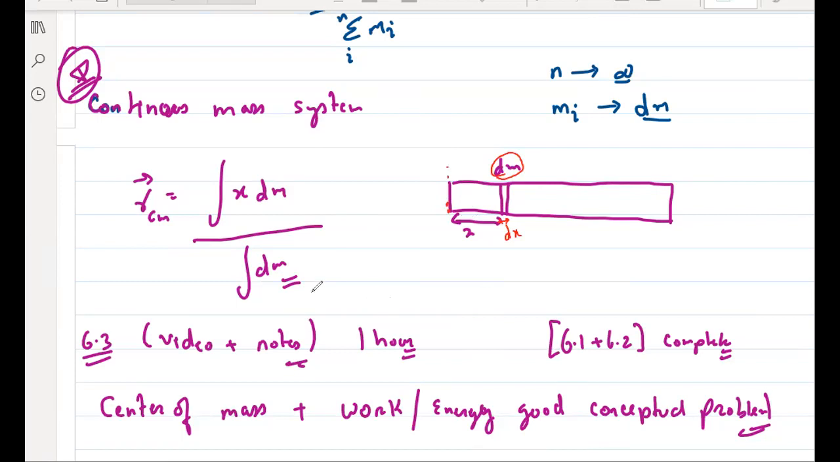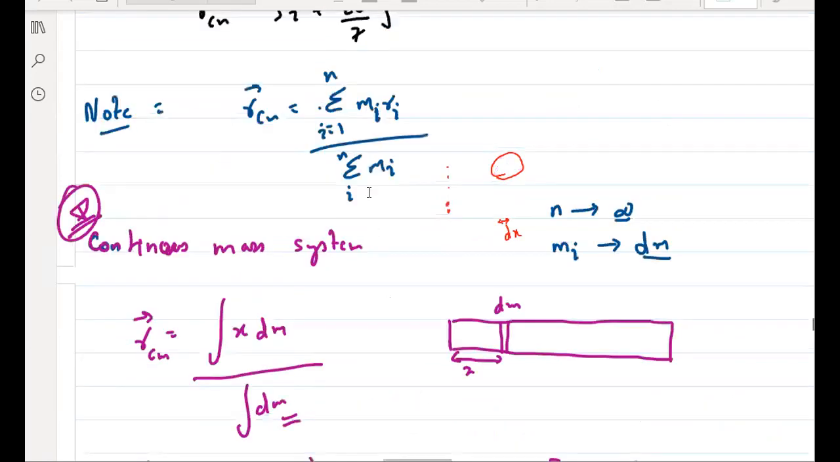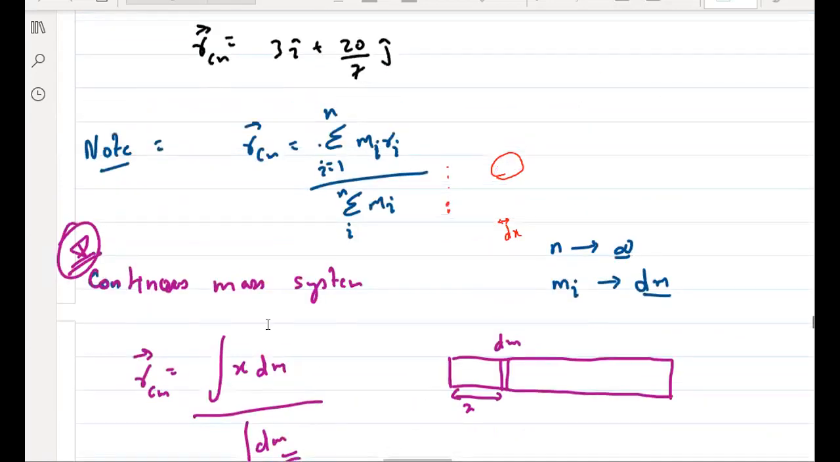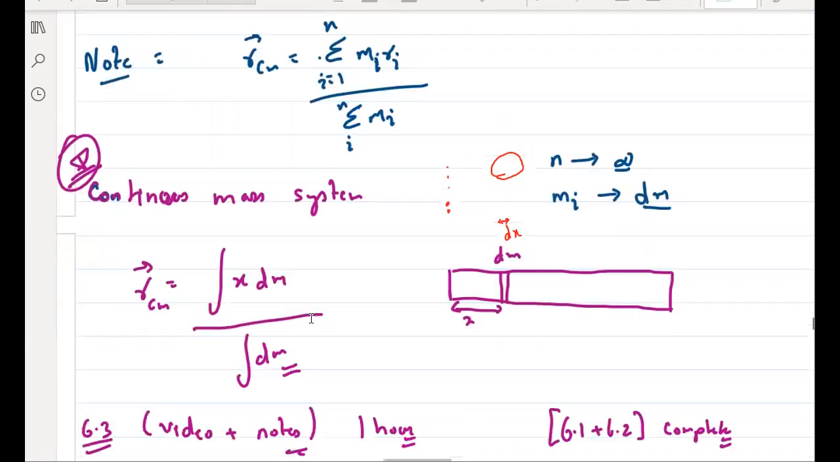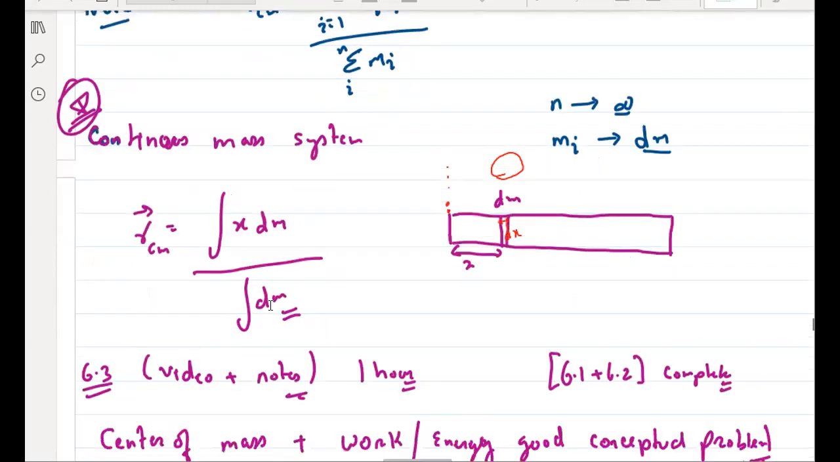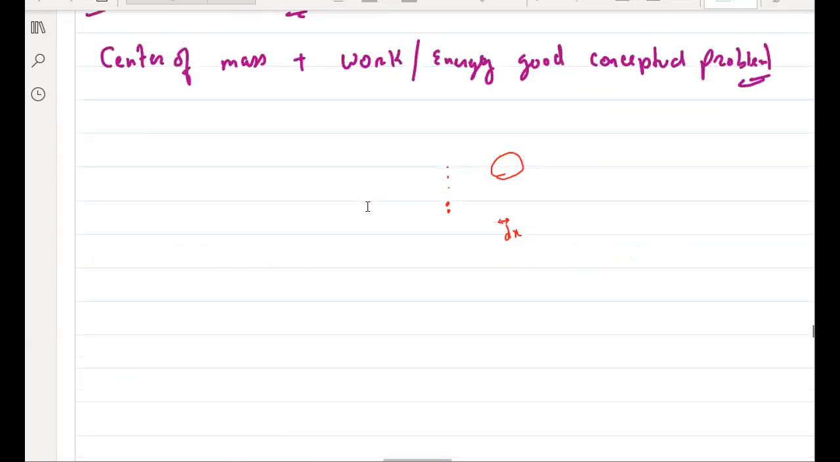Now, what is integration? Integration is basically summation, continuous summation. I hope all of you know this. Integration is nothing but continuous summation. So I can say the summation of m_i r_i will become the integration of x dm. Now, what to do in these kinds of problems? We will start with the continuous mass system. Let us see the example.